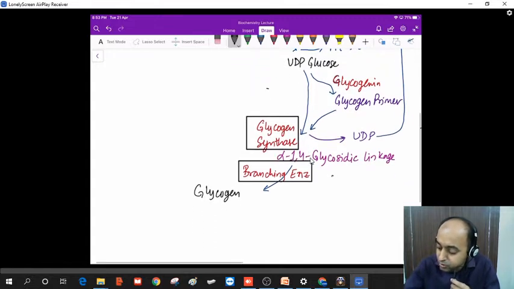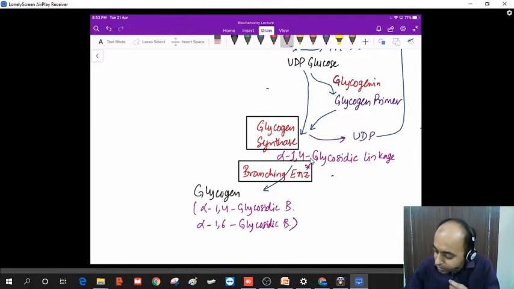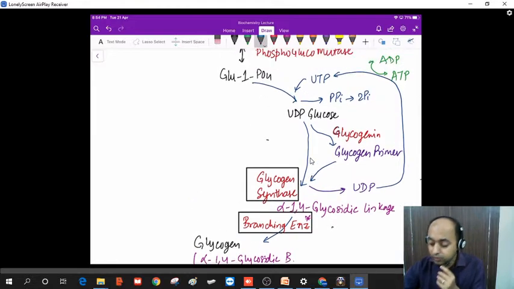The glycogen becomes mature, and at this stage it has both alpha 1 4 glycosidic bond and alpha 1 6 glycosidic bond. The alpha 1 6 glycosidic bond has been added by the branching enzyme. In this way, we get the mature glycogen, which has both the alpha 1 4 and the alpha 1 6 glycosidic linkage. The conversion to glucose 1 phosphate is a single step reaction.